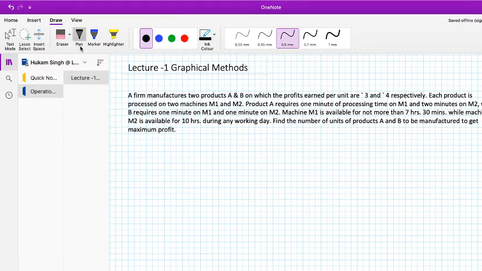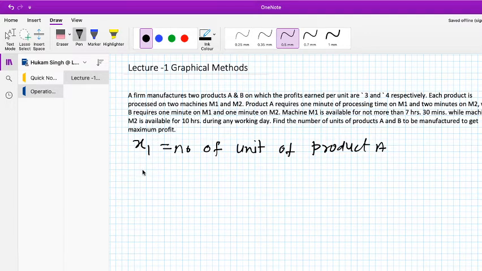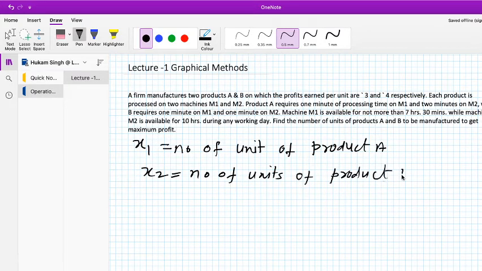So let us assume that x1 is the number of units of product A, and x2 is the number of units of product B. These are going to be our decision variables.